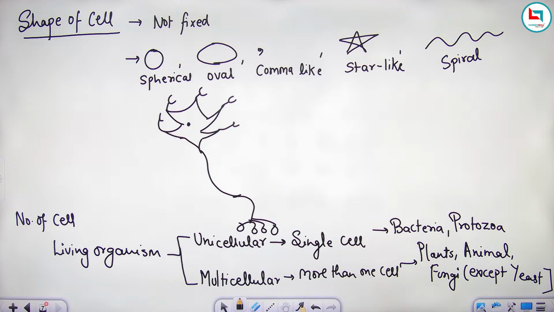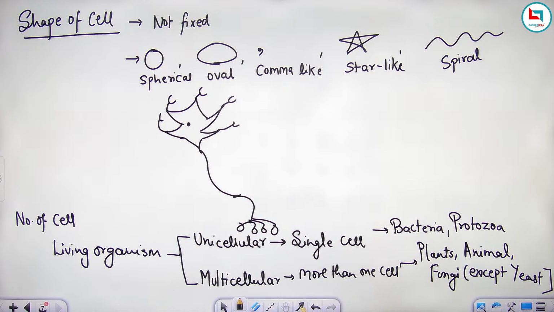So we have the shape of the cell. The shape of the cell is not fixed. It depends upon its function. In our living world, we have spherical, oval, comma-like, star shape, octahedral, polygonal, icosahedral, spiral, and irregular shapes. Different types of shapes are available in our living world.